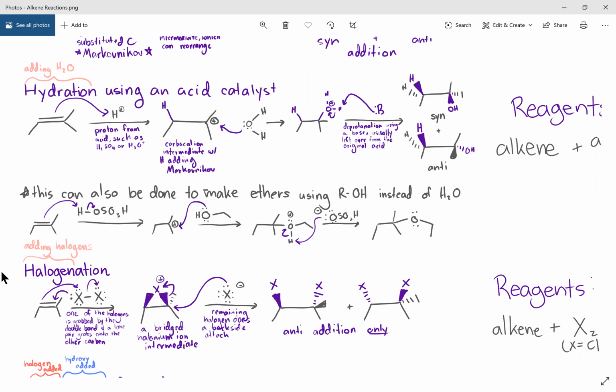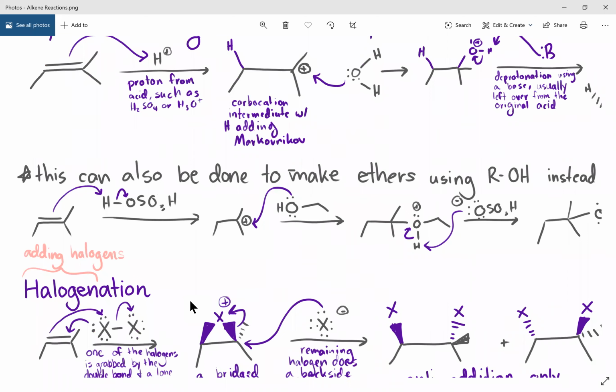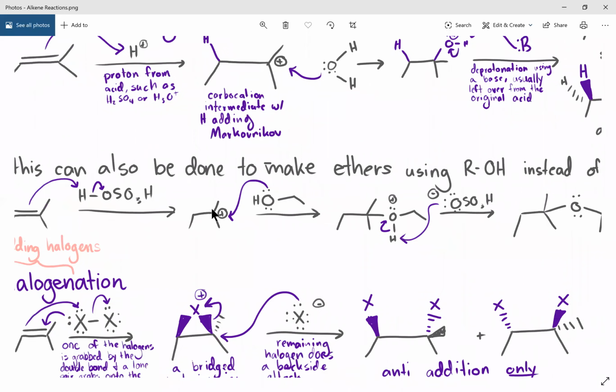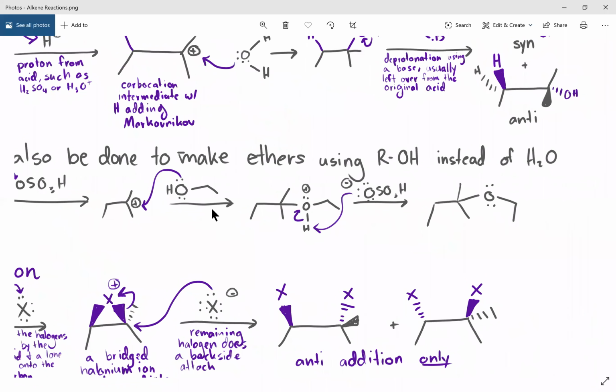So if instead of using water, we use ROH. So in this example here, I used ethanol, which is just two carbons with an OH attached to it. And so you can see here that I use the H2SO4. It's just drawn slightly differently in order to represent the hydrogen bond a little bit better. So we can see here that the double bond grabs onto the hydrogen, which leaves from the acid, we end up with a carbocation, the ROH adds to it, so this could be ROH or H2O. If we add H2O, then we'll make an alcohol. If we add an ROH, then we'll make an ether.